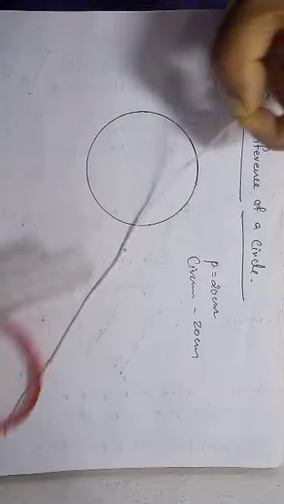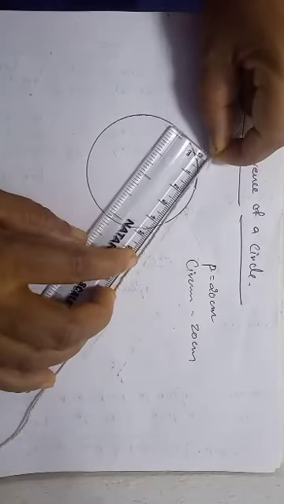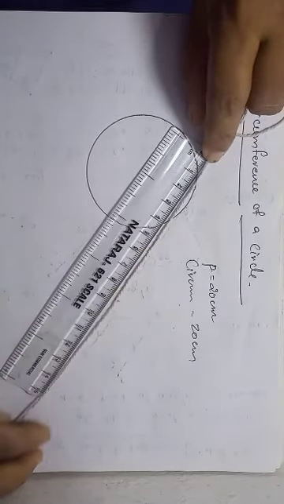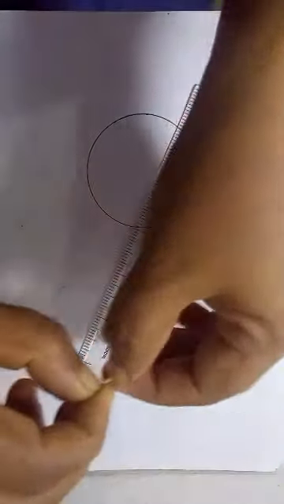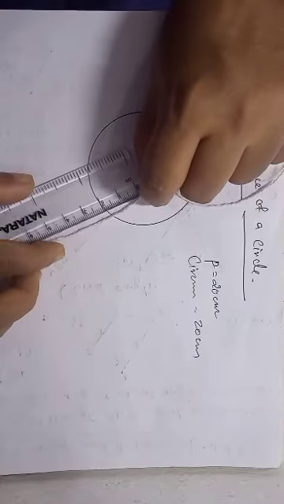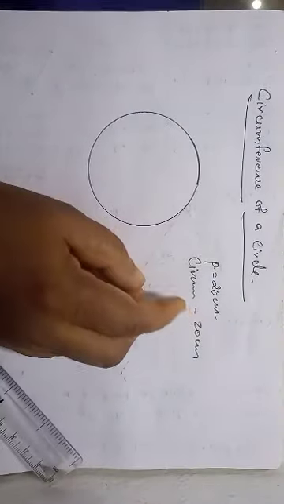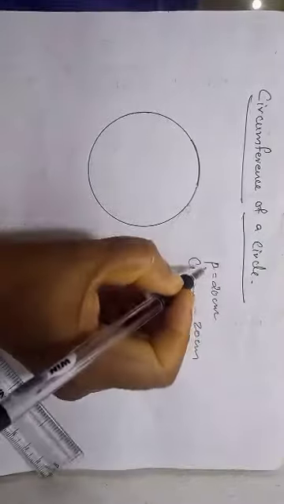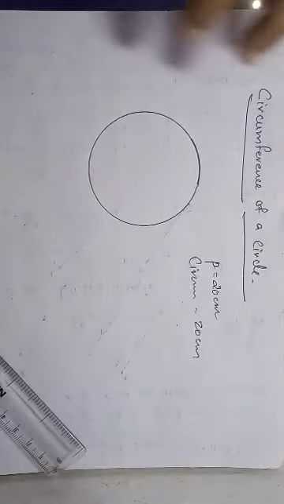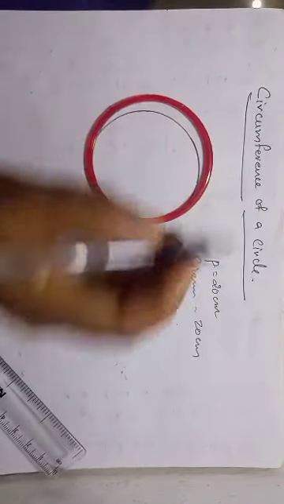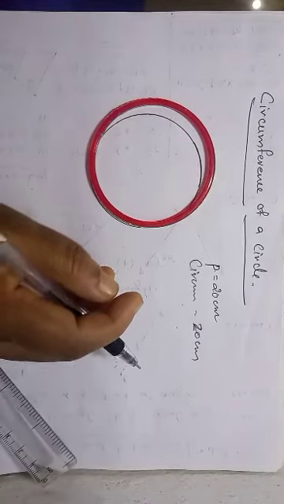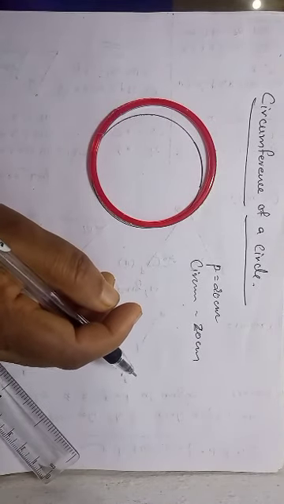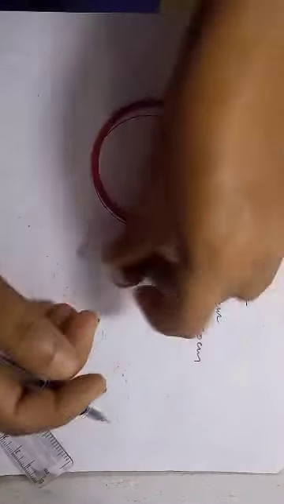How to measure it? We can use a scale to measure this length. Till here it is 15 centimeter, and the remaining part is 5 centimeter. So total 15 plus 5, 20 centimeter, is the perimeter of this circle. The perimeter, another name for which is circumference of a circle, is 20 centimeter. Then there is an equation to find the perimeter of different circles.